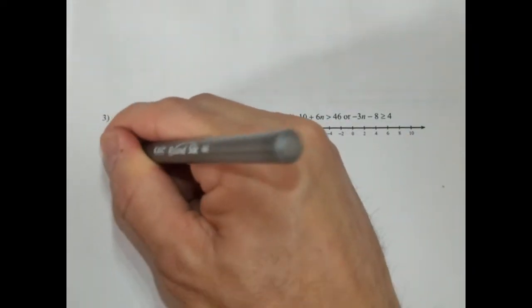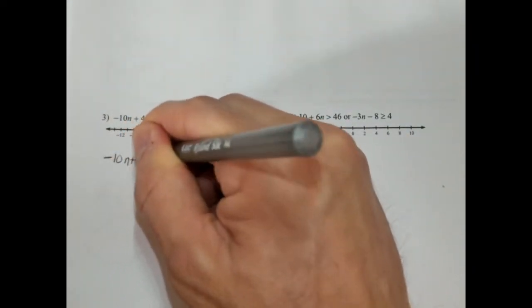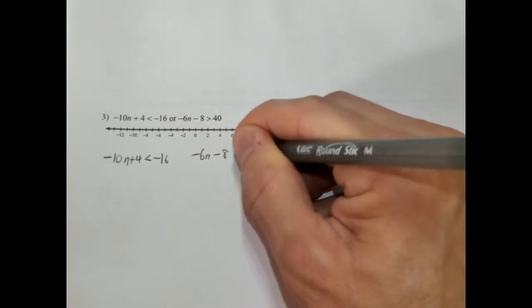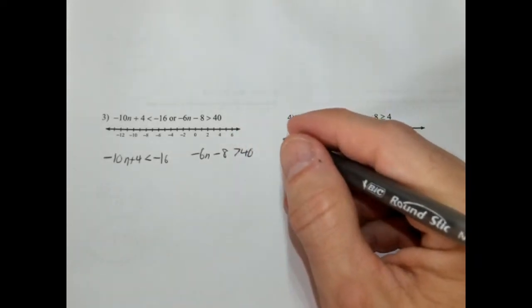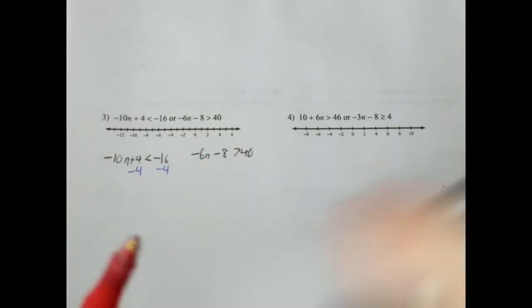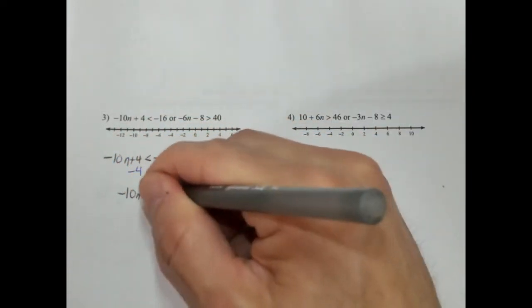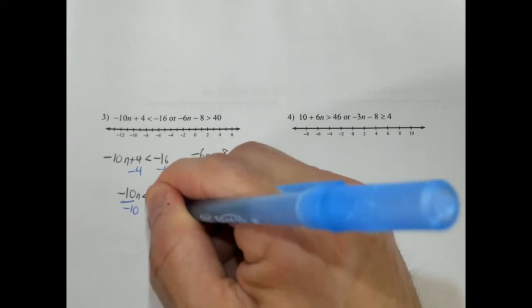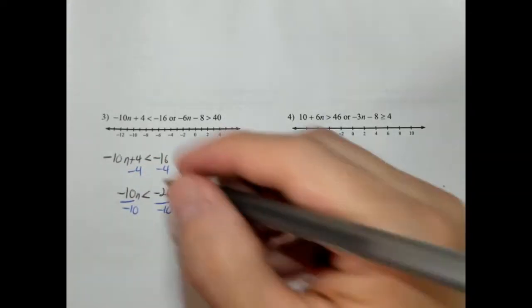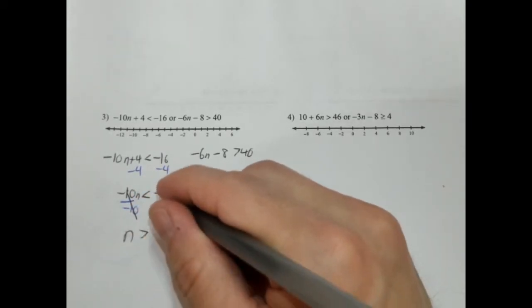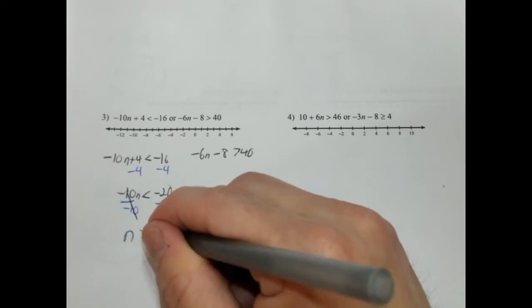Okay, here we have another or statement. So negative 10n plus 4 is less than negative 16, or negative 6n minus 8 is greater than 40. Okay, so we're going to subtract 4. We're going to have negative 10n is less than negative 20. We're going to divide both sides by our coefficient, which is negative 10. And remember, because we divided both sides by a negative, this inequality symbol is going to change, so this is going to become n is greater than, and negative 20 divided by negative 10 is positive 2.